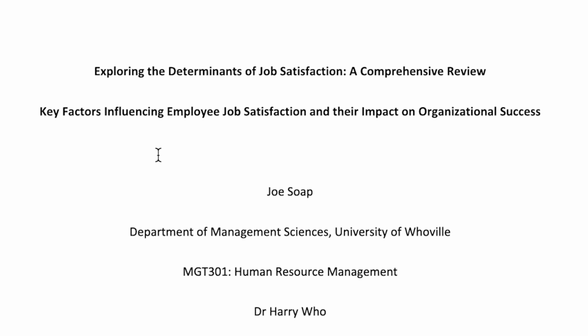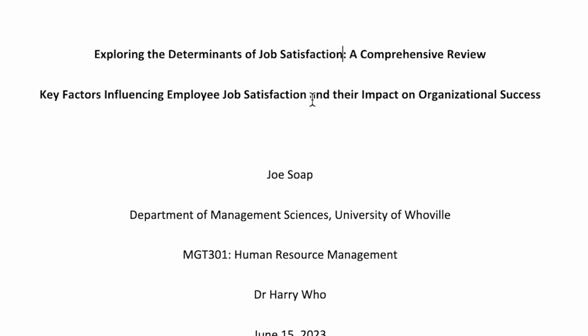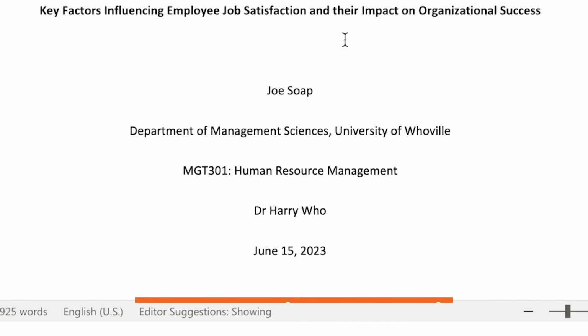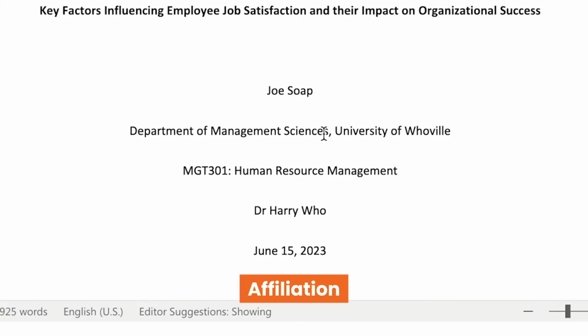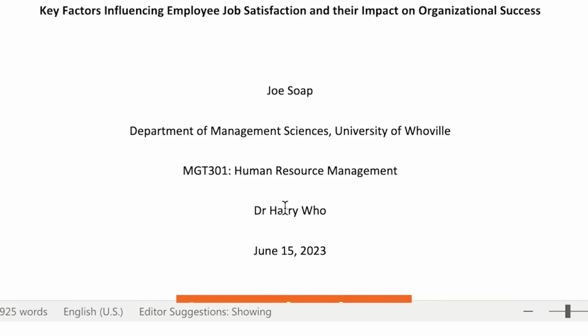So from there, next line, you would have your subtitle if a subtitle is required, and that too would be centered and would be bold-faced. You'll then leave a blank line and you'll write out your full name. You'll write out the department that you're submitting this to and the university that that department is part of. On the next line, you'll write out the course code and the course name, followed by the next line, which will have your professor's name.